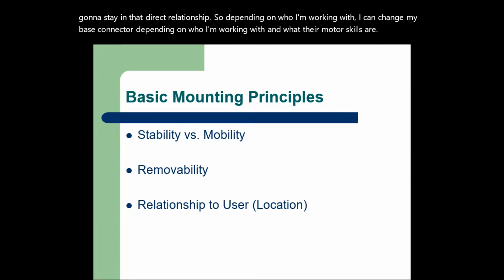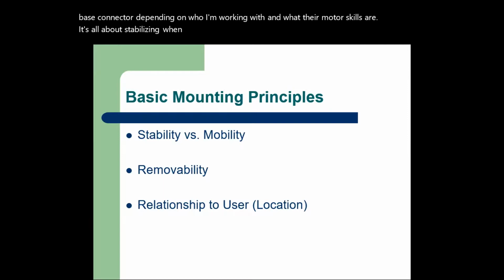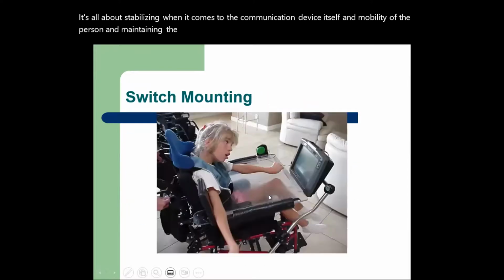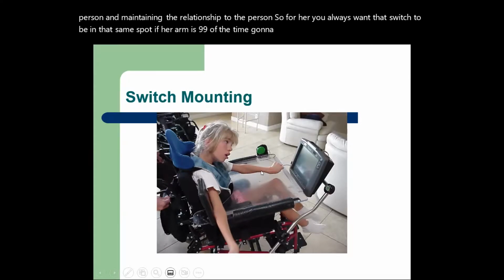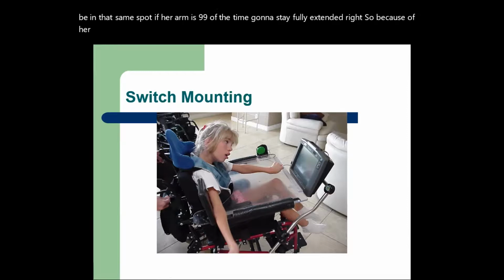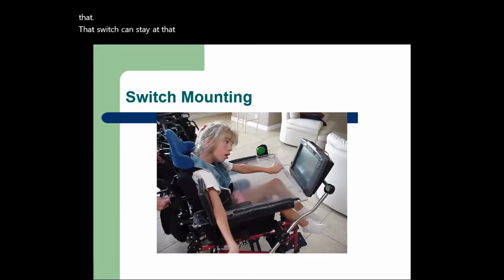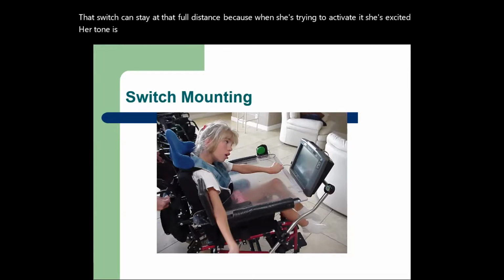It's all about stabilizing when it comes to the communication device itself, and mobility of the person, and maintaining the relationship to the person. So for her, you always want that switch to be in that same spot if her arm is 99% of the time going to stay fully extended, right? Because of her tone, her arm stays in an extensor pattern. So that means that switch can stay at that full distance because when she's trying to activate it, she's excited, her tone is overflowing, and she stays in an extensor pattern.